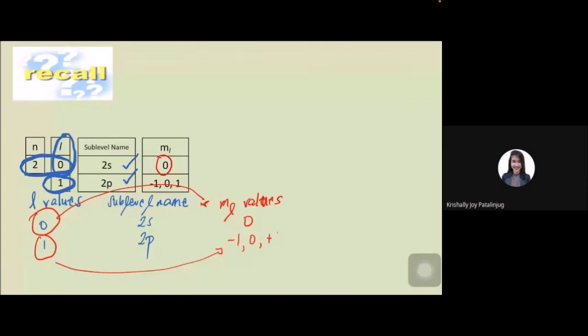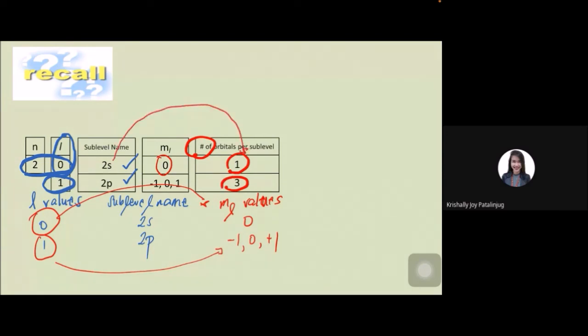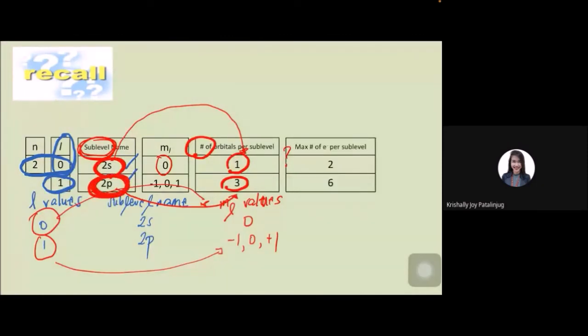How many orbitals is that? That is 3. Always remember, an s sublevel has only one orbital. A p sublevel has three orbitals. Question: what is the maximum number of electrons that can occupy the 2s? 2. And for 2p, what is the maximum number of electrons? 6, per sublevel.